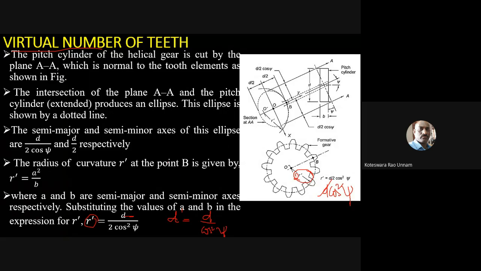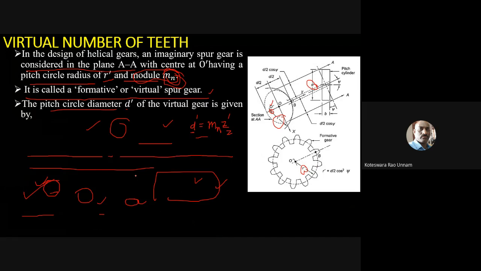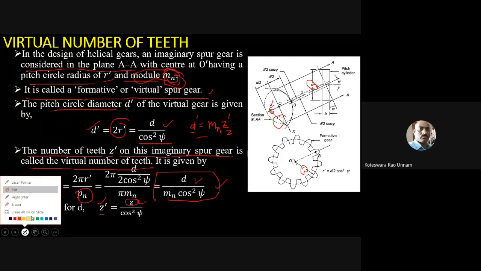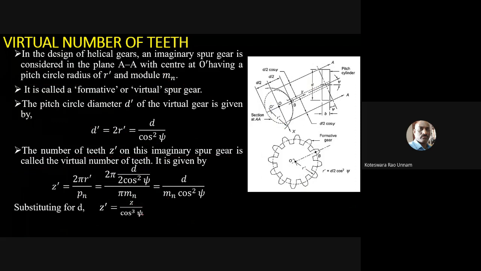So now if I substitute that one into this equation, you'll get your virtual number of teeth, which is related to the actual number of teeth in this way: Z dash is equal to Z divided by cos cube psi, where psi is the helix angle. That you need to remember. And of course, these formulas you need not remember. These are given in your data book. Just you have to use that one.